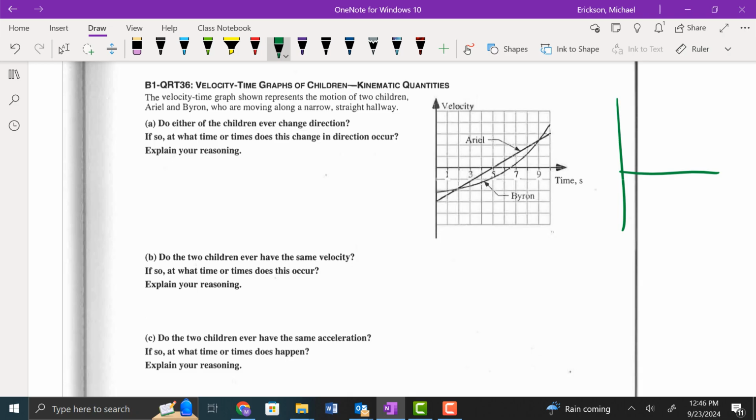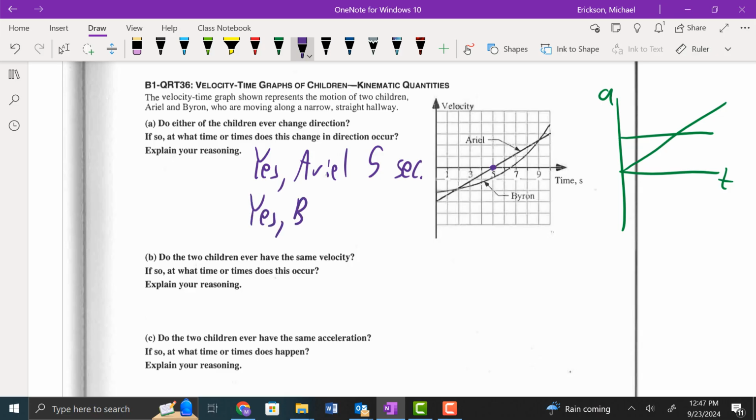To put it into terms, Ariel's acceleration time graph would look something like this, and Byron's would look something like this. This linear line on an acceleration time graph is not something we're used to. They ask us, do they ever change direction? So yes, Ariel changes direction here at 5 seconds, and I can tell because I'm going from negative to positive. Whenever you pass the origin, that's what happens. And yes, for Byron, at looks like 6.5 seconds.